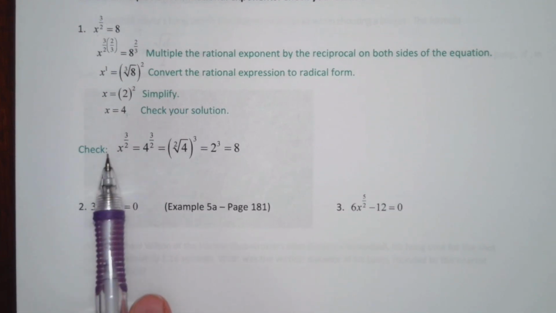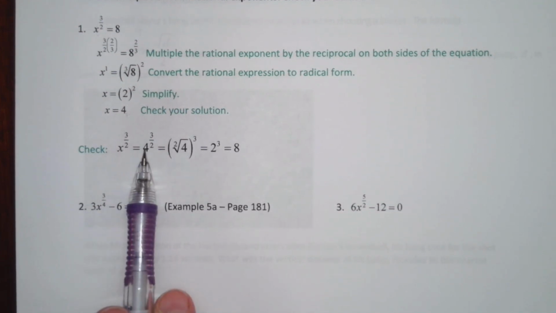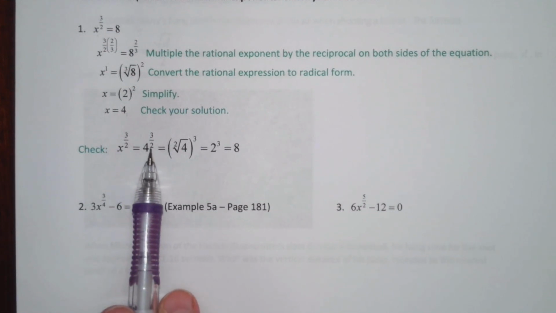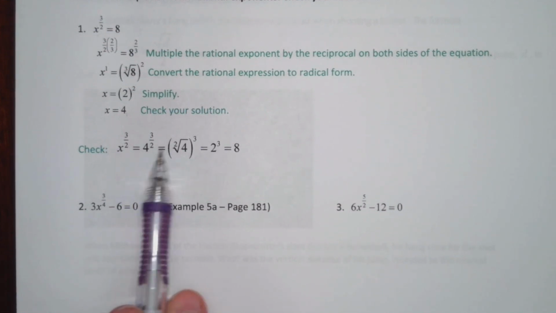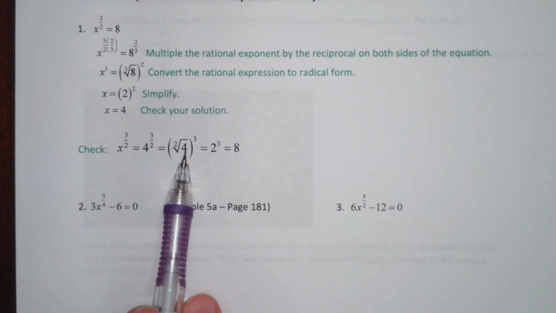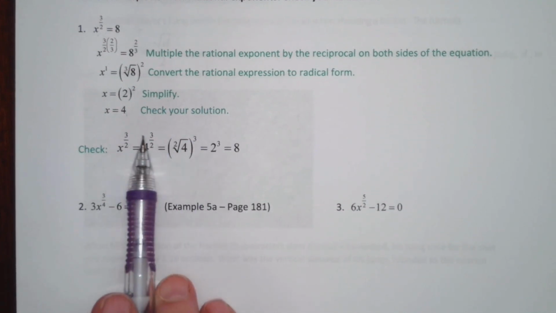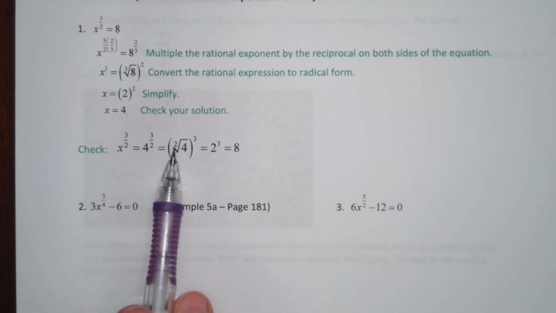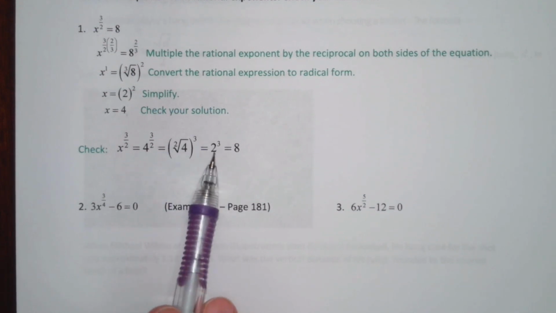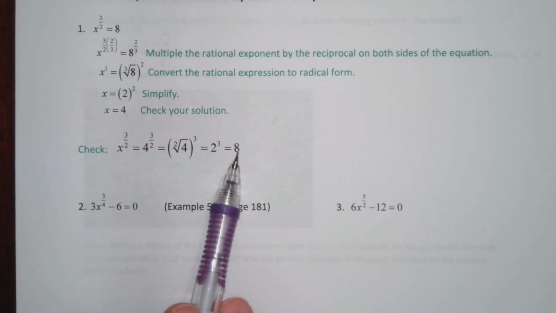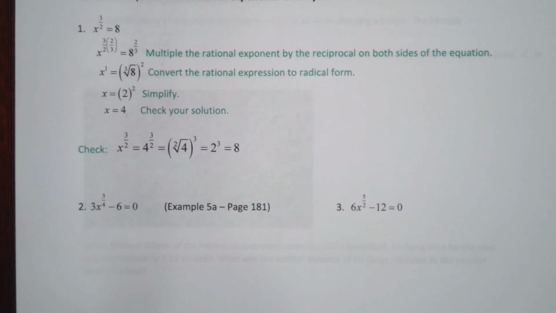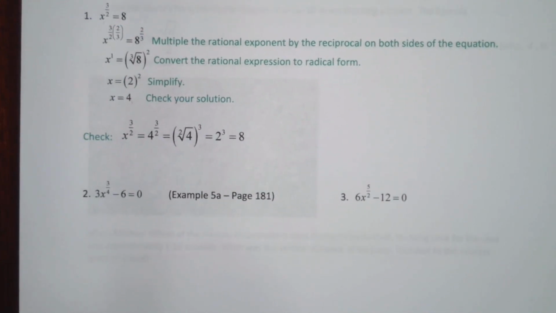All right? And I can check it. I could put in a 4 for x, then decipher. There's my denominator, which is the square, and then there's my 4. I put my numerator outside of the parentheses, so I said, what is the square root of 4? Which is 2, and 2 to the 3rd power is 8. So it's like, all right, this is good. I got the right answer. Woohoo! So the first one that you have here is from example 5A on page 181.